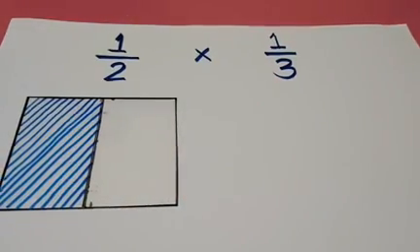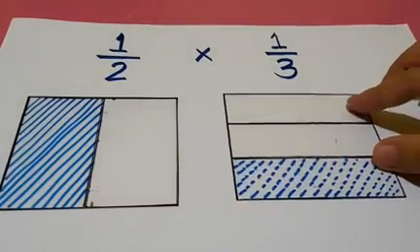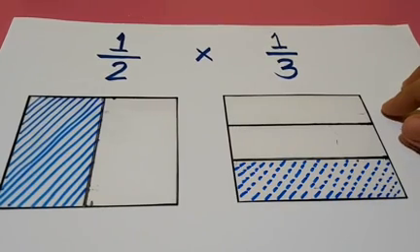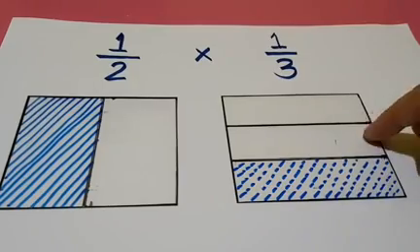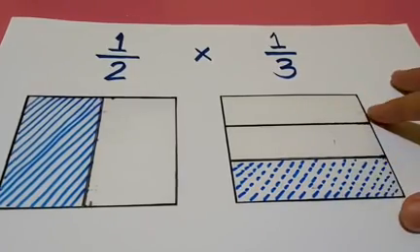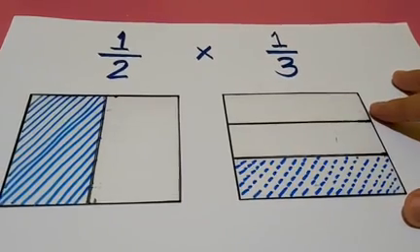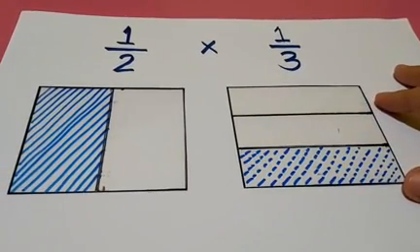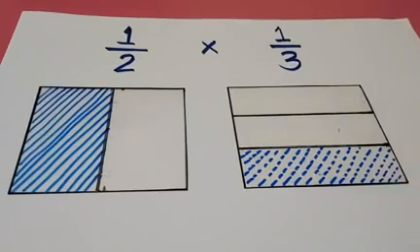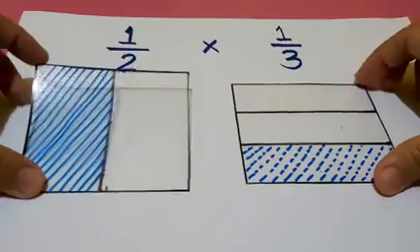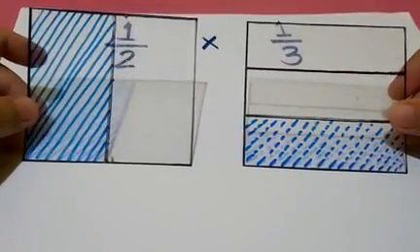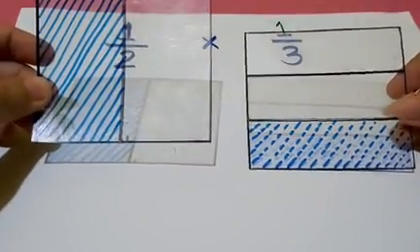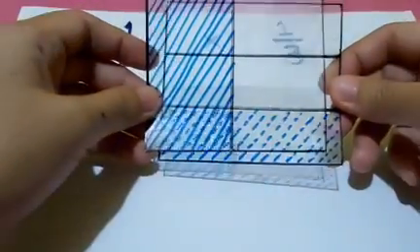Next, for 1/3, we are going to have this model. Okay, so 1/3, one shaded part, and then there are 3 total parts of the whole. So how do we multiply? In visualizing the answer, what I will do here is merge the two models that I made. So 1/2 times 1/3. And let's see.